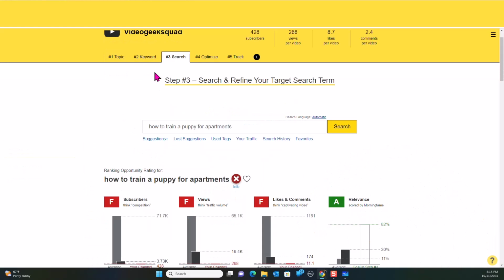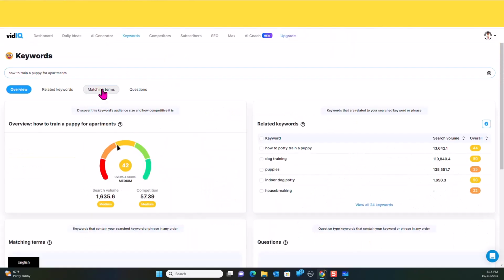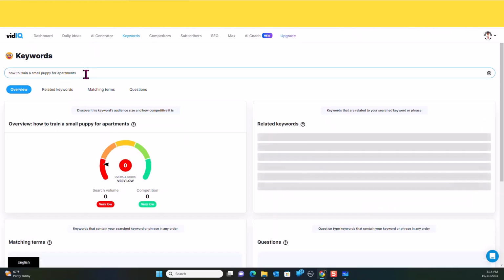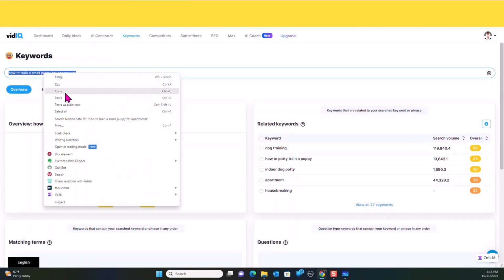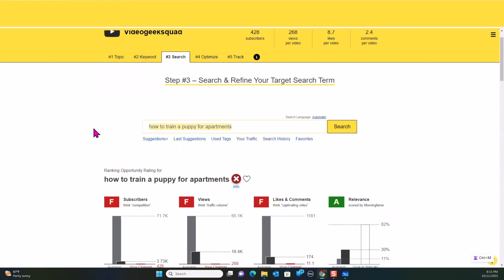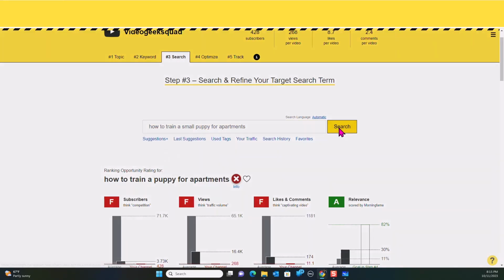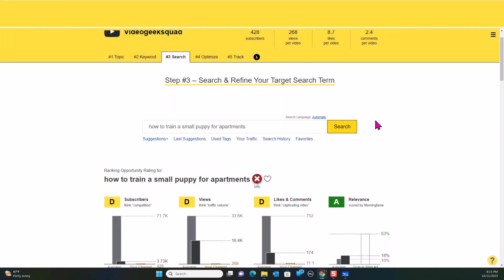So the best thing to do is to keep looking up matching terms, related terms, until you can come up with a better keyword term. All right. So how to train a small puppy. Let's go small puppy. I'm not going to put small apartments, but let's see if anybody's searching for this. Okay. So this one has a medium score. Since we put in a longer tail keyword term, let's put that in there and see what we can come up with. All right, boom, there you have it.